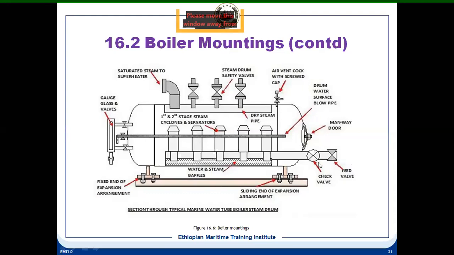when we want it. And then you have the feed valves. Then you have the feed check valve. And then you have something known as steam cyclones and separators. Now, steam cyclones and separators, we may or may not come across on our ships.